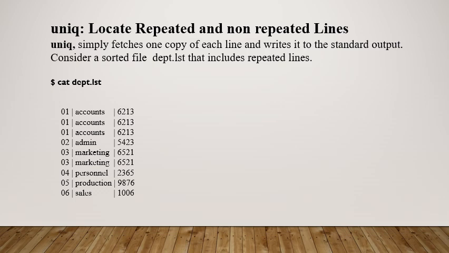Now I've used the cat command. You can see cat department.list on the screen. The cat command will help you to view the content of this department.list file. As you can see, these are all the repeated lines in the file: accounts, marketing. So with the help of the uniq command, we can fetch a copy of each line.